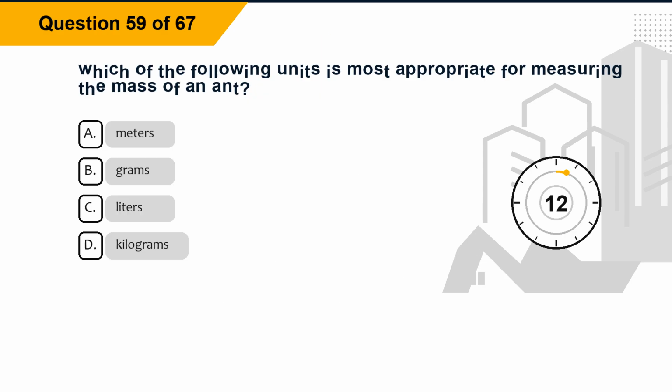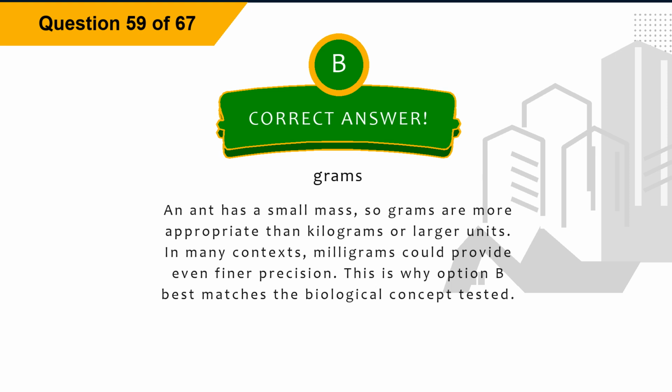Question 59. Which of the following units is most appropriate for measuring the mass of an ant? Option A, meters. Option B, grams. Option C, liters. Option D, kilograms. The correct answer is option B, grams. Explanation. An ant has a small mass, so grams are more appropriate than kilograms or larger units. In many contexts, milligrams could provide even finer precision. This is why option B best matches the biological concept tested.